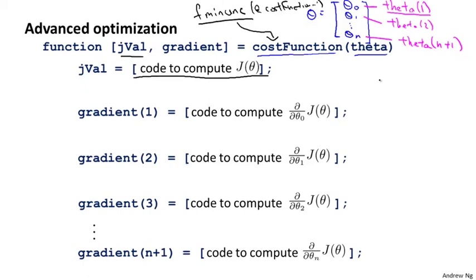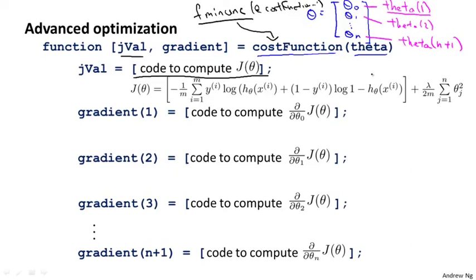Now when we're using regularized logistic regression, of course the cost function J of theta changes, and in particular our cost function needs to include this additional regularization term at the end as well. So when you compute J of theta, be sure to include that term at the end. And then the other thing that this cost function needs to provide were the gradients. So gradient 1 needs to be set to the partial derivative of J of theta with respect to theta 0. Gradient 2 needs to be set to that, and so on.